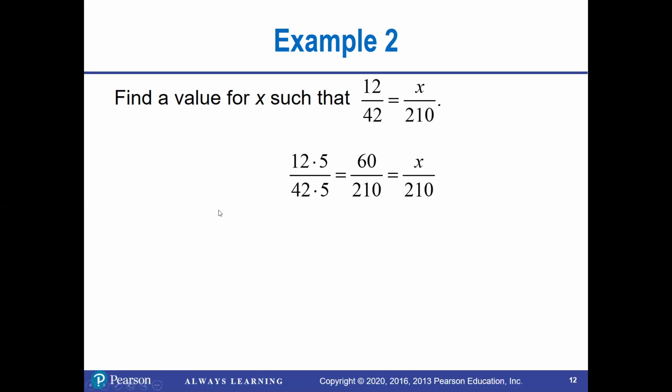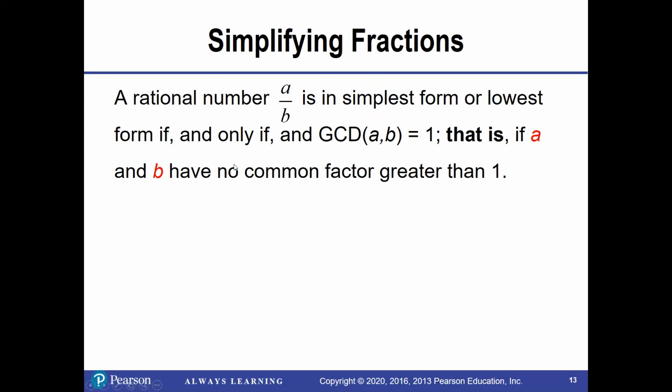There's a couple different ways you can do this. One, you can see what 42 times what gives you 210, and then multiply the top by that same number. So notice 42 times 5 is 210. So if I multiply the top by 5, I get 60. 60 over 210 would be the same value, which means x has to be 60.